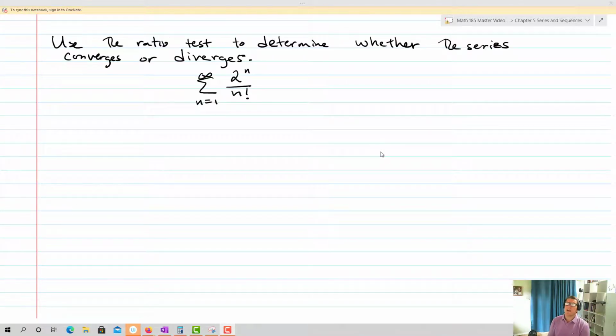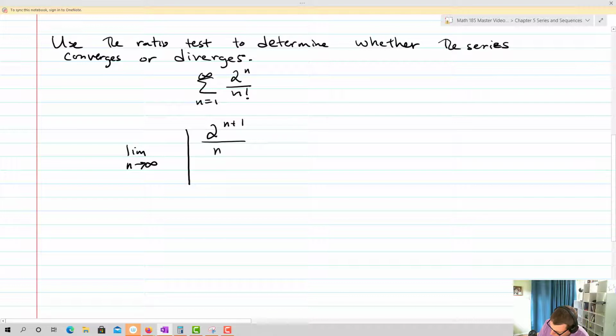So let's use the ratio test to determine whether this series converges or diverges. We've got the sum from n equals 1 to infinity of 2 to the n over n factorial. We're going to find the limit as n goes to infinity. So a sub n plus 1 is going to be 2 to the n plus 1 over n plus 1 factorial, divided by a sub n, which is 2 to the n over n factorial.